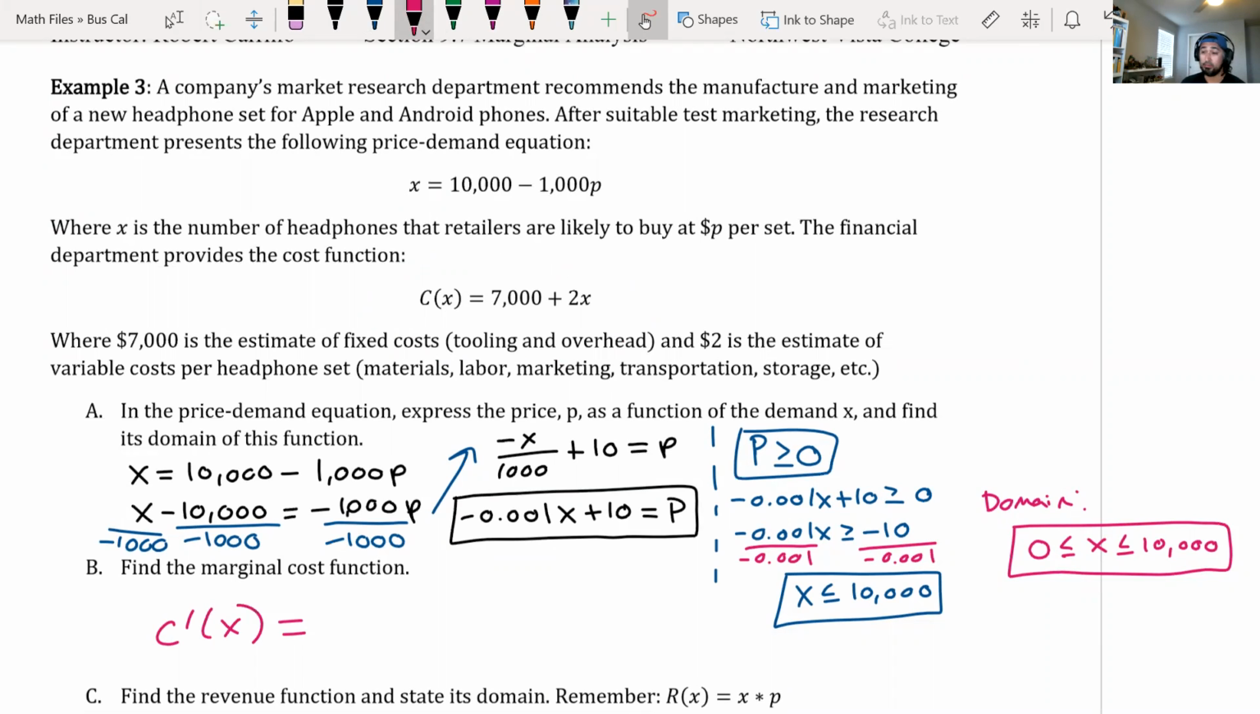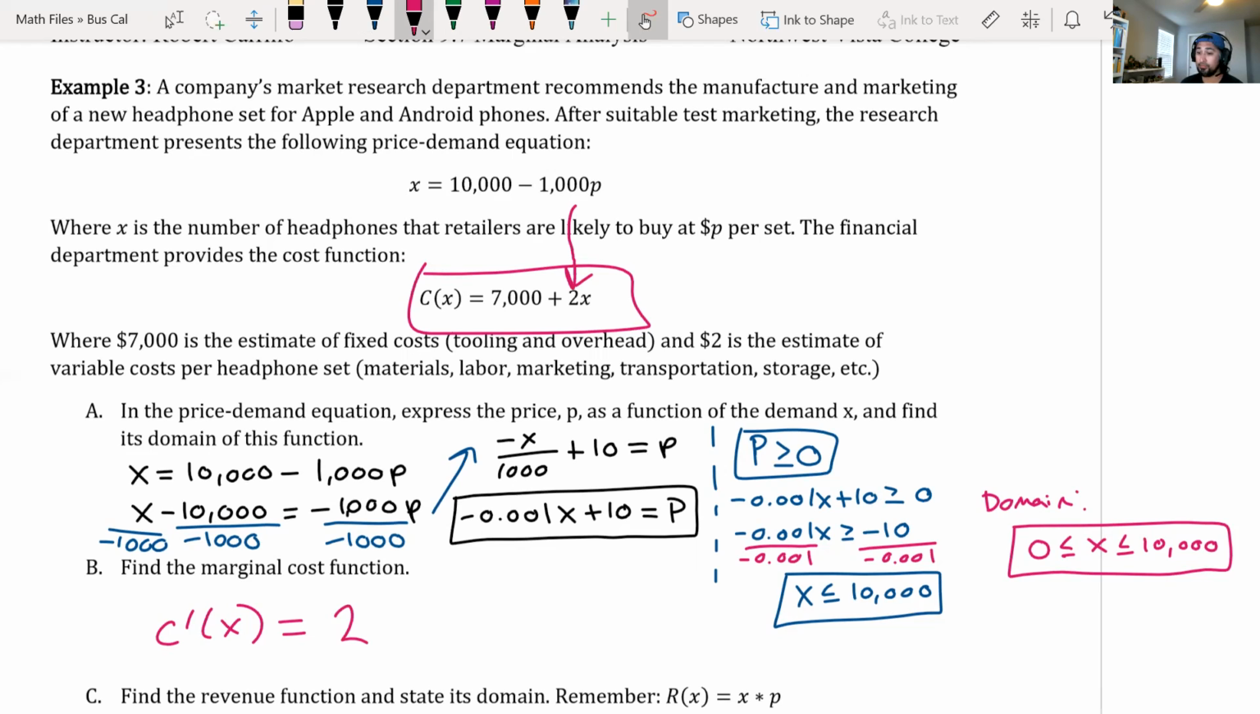And what's the derivative of 2x? 2. That's it. There's your marginal cost function. And like I said, whenever you see marginal, you think derivative. And whenever you think derivative, you think of slope. Look at your cost function. What is the slope of this function? 2. So that would be right for the derivative to tell us that the slope is 2. That's what it does.